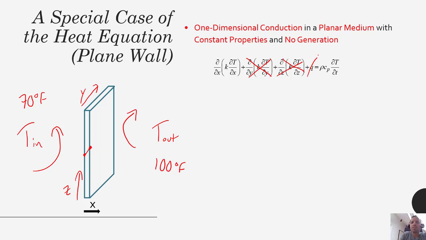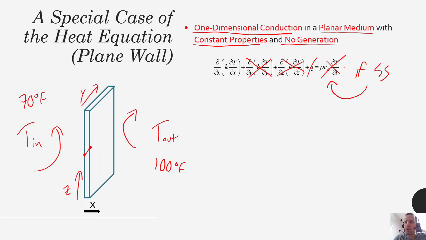So this actually is the definition of a plane wall. It's a one-dimensional conduction problem within a planar medium with constant properties. That means our k is constant and not a function of temperature or distance, and it also has no generation. We can simplify this even further by assuming that our system is at steady state. If at steady state, then we can eliminate this term, and we just get this equation: d/dx of k dT/dx equals 0.